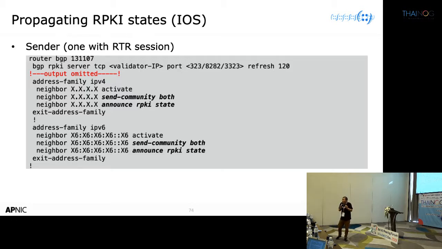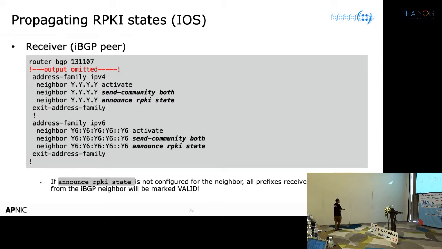Most of us have old configurations where we use send-community only, which is standard community, not the extended communities. And then you need to tell that particular iBGP neighbor to announce my RPKI state. The moment you type that, it will start tagging routes with that RFC-based BGP extended community: 0 for valid, 1 for not found, 2 for invalid. Do that for both V6 and V4. At the receiver side, same configuration.